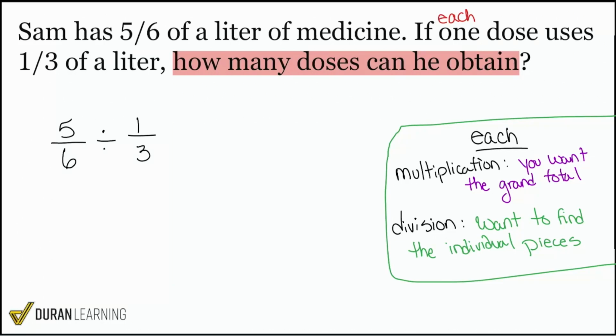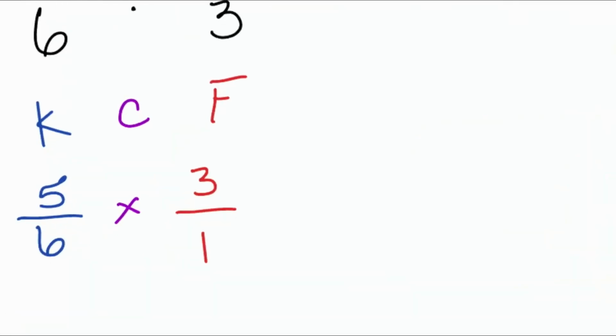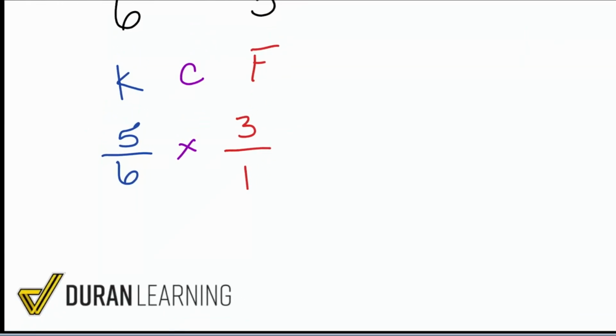Everybody, are we ready to straight up do something, or is there something we have to do before we actually perform this operation? Yeah. KCF, keep, change, flip, just like we did previously. So here we are going to keep that first fraction the same, 5/6. We are going to change the operation from division to multiplication. And we are going to flip that second fraction from 1/3 to 3/1. Now that we're here, are we ready to multiply? Yeah, absolutely can. And also, if we wanted to, we could simplify beforehand, which I would recommend doing.